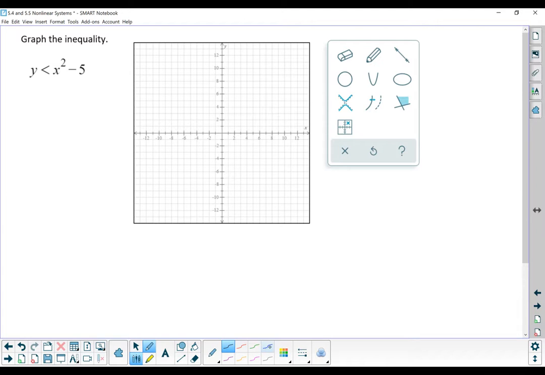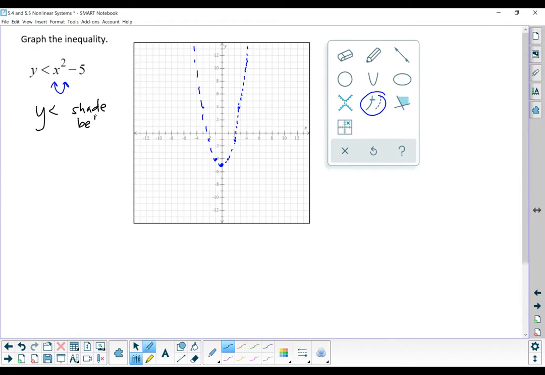So here's just another one to practice. This is y is less than x squared minus 5. This is another parabola, but it opens upward and it's shifted down 5. So the vertex is here. When you're graphing it, this is an example of one where you will have to click on that boundary change. This has to be a not included boundary. We need it to be dashed, so use that button. We want all the y values less than, so that means we're going to shade below.